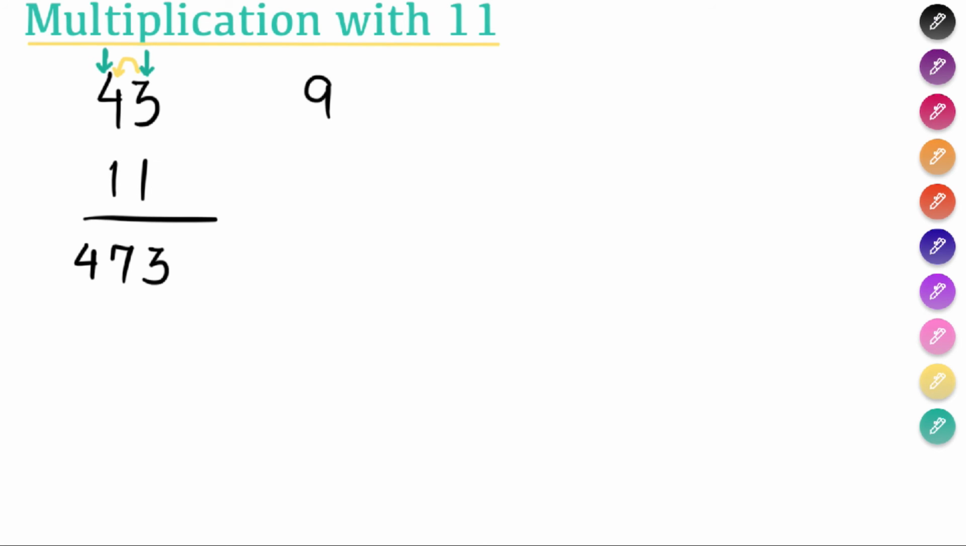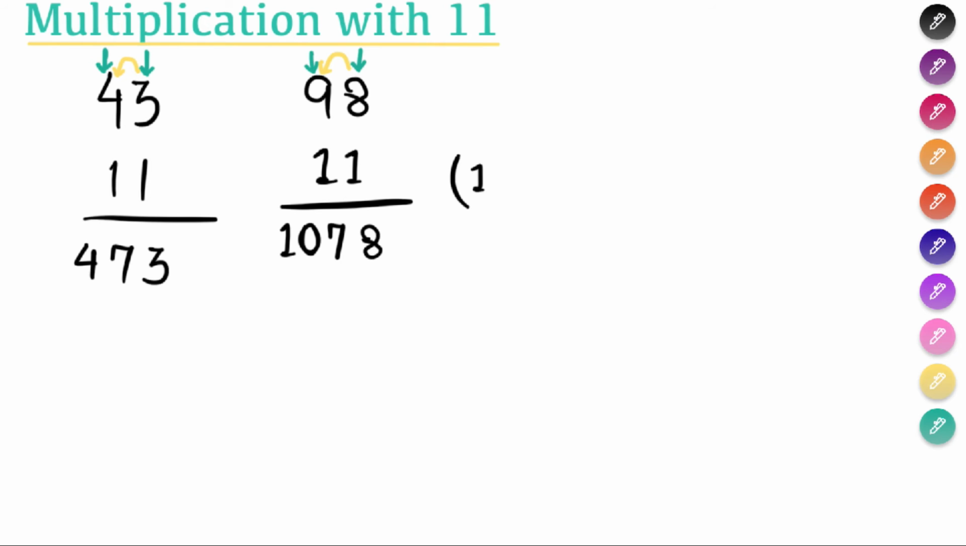Suppose you have to multiply 98 with 11. So it is also a simple one. First we see the rightmost digit, that is 8. We simply write 8 in the answer. Then we add the rightmost digit to the next digit, that is 9. 8 plus 9 gives us 17. So we write 7 over here and we take 1 as carryover. Then finally the leftmost digit is 9 and we had 1 as carryover, so 9 plus 1 is 10, so we simply write 10. Isn't that easy?